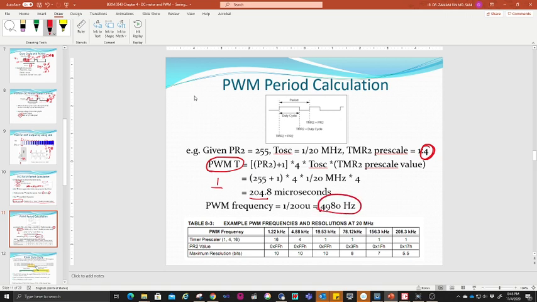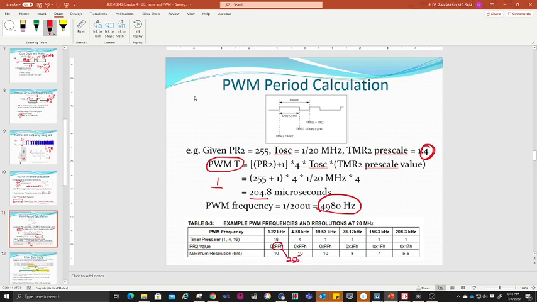Okay, so this is an example table of PWM frequencies and resolutions at 20 megahertz. Let's have a quick example here. Let's try to calculate whether it is correct or not using this formula, and whether the PWM frequency we get matches the table. So now we know that PR2 is this value, FF, and FF is going to be 255.